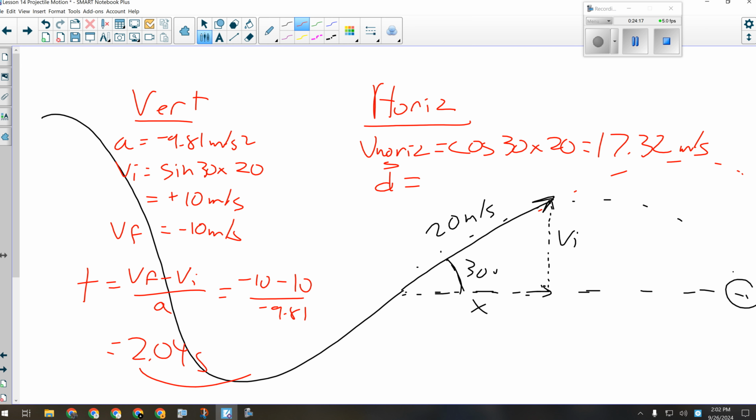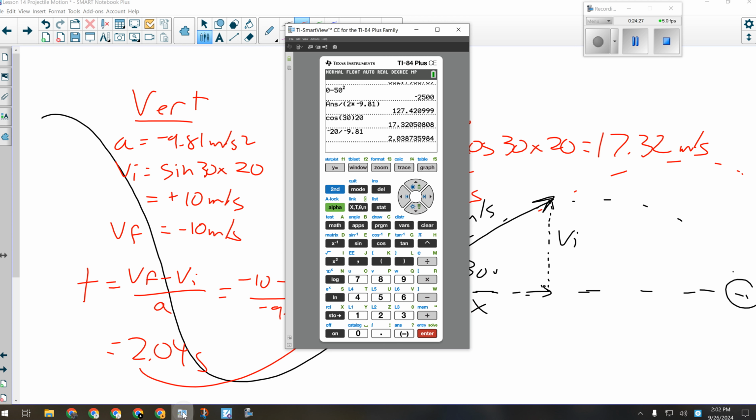Time is the one thing that can go to both dimensions. So 2.04 seconds. D equals V times T. So I take that 17, and I multiply it by the time, 2.04. Two significant digits there. 35 meters away is where you should put the pool. And then pray.